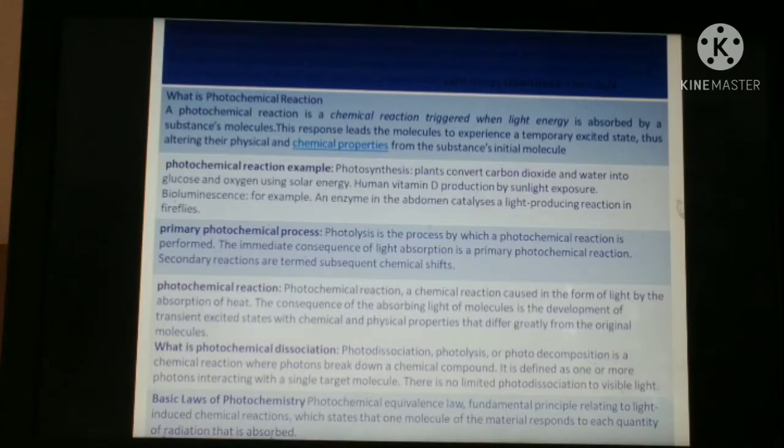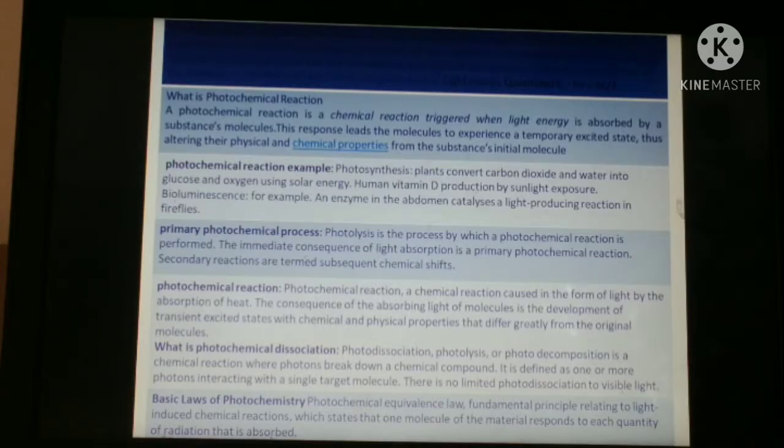So what are the primary photochemical processes? Photolysis is the process by which a photochemical reaction is performed. The immediate consequence of light absorbed is a primary photochemical reaction. Secondary reactions are termed subsequent chemical shifts.